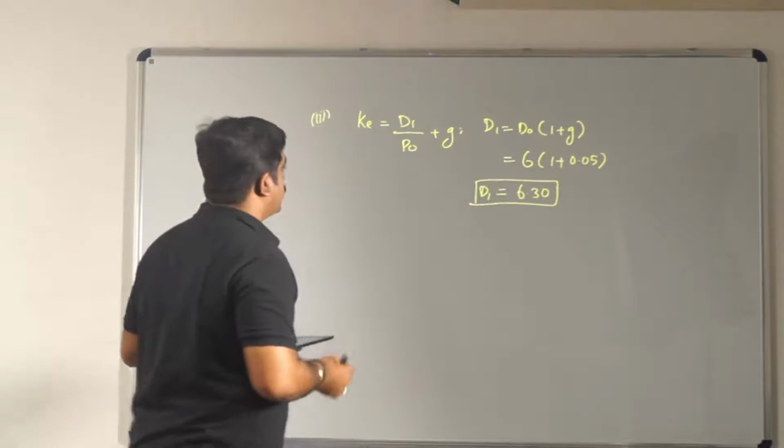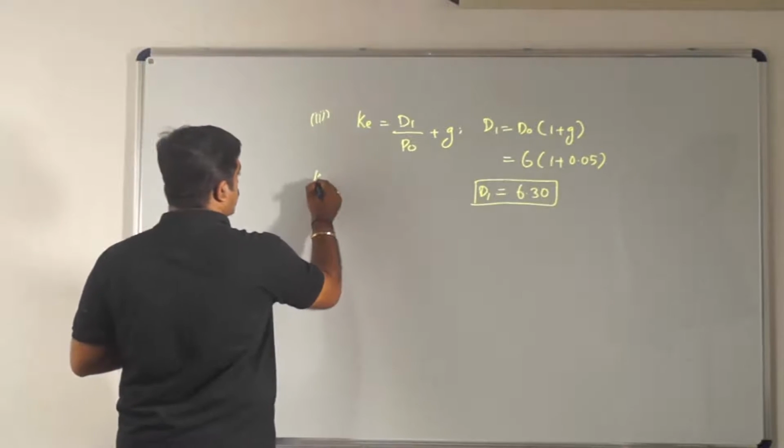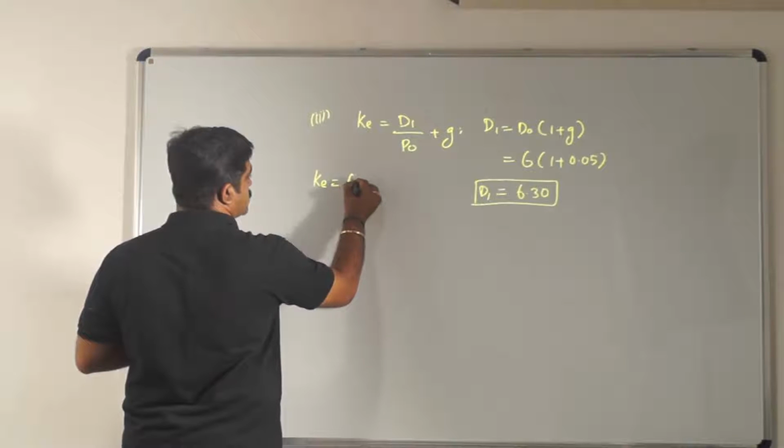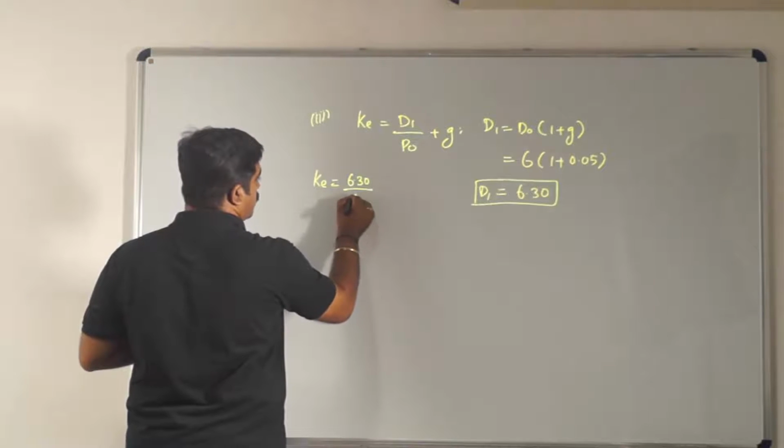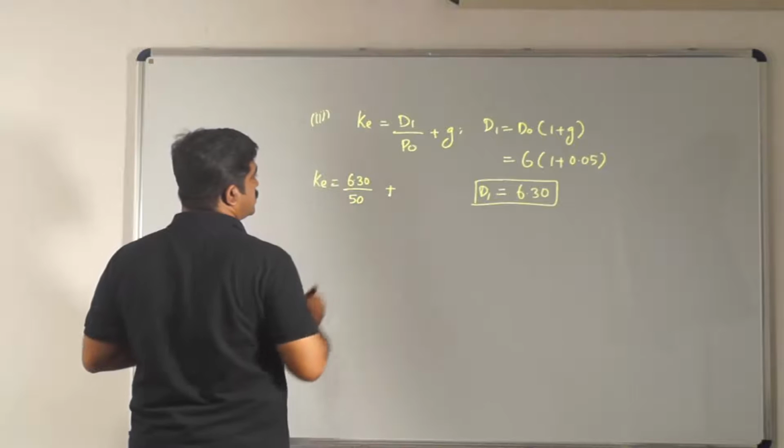So this is one critical piece of information which will come back here. KE is equal to D1, which is 6.30, divided by P0, which is 50, plus G. What is G?